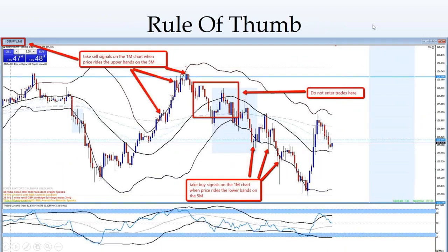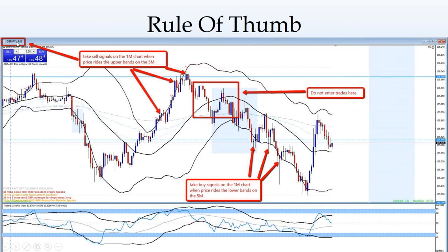Now, here's a rule of thumb that I use for my trading. It's one of those tricks that you develop after doing it for a while, that you just start to notice things that help. You know what I mean? So, all right, check this out.